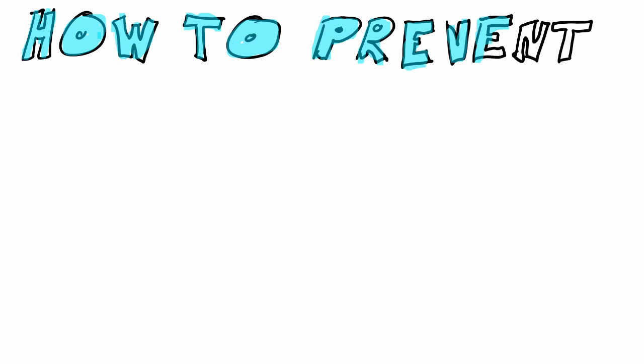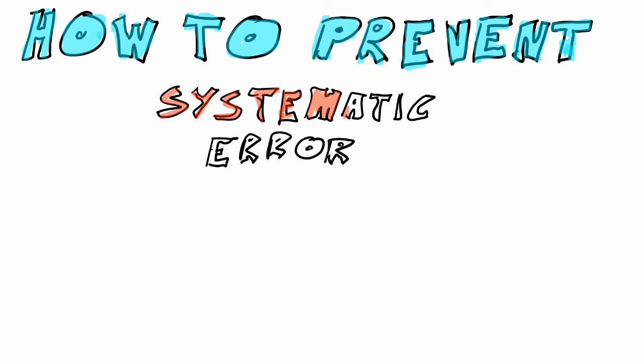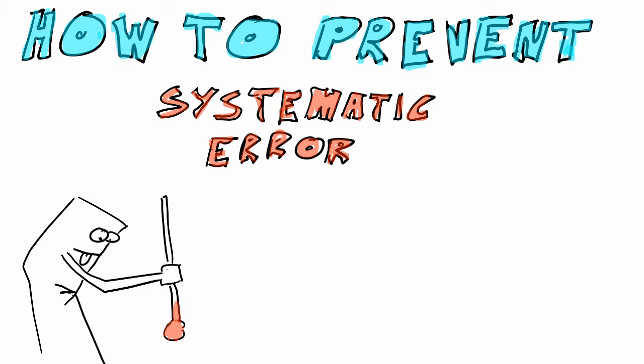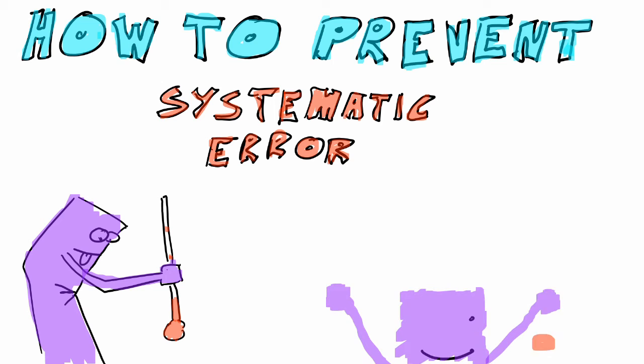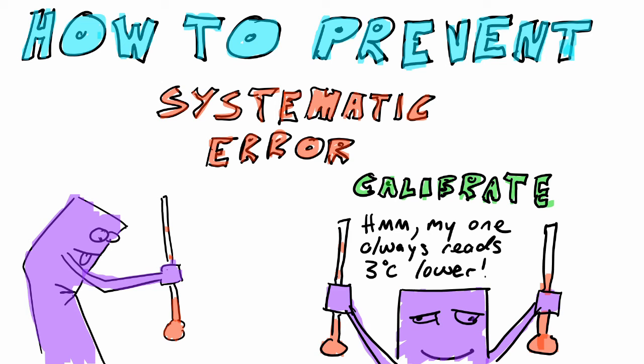So, how to prevent systematic error? Here we have Eric with his bodgy thermometer with air bubbles, and he's taken a little bit of time. He's collected another thermometer, and he's actually found that when he calibrated, his always reads 3 degrees Celsius lower than what it should. So therefore he can compensate for that systematic error in his data.